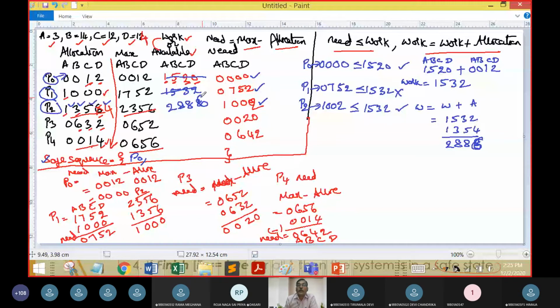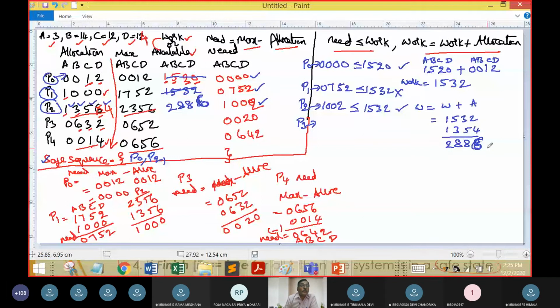Okay, we have honored P0. For P1, 7 is not less than or equal to 5, so we didn't consider the P1 request. Next we have taken up P2, so 1002, whether it is less than 1532. Yes, it is less than. Then what we have to do? Work is equal to work plus allocation. So 1532 plus 1354, we are going to get 2886. So this is the updated availability, or the updated work.